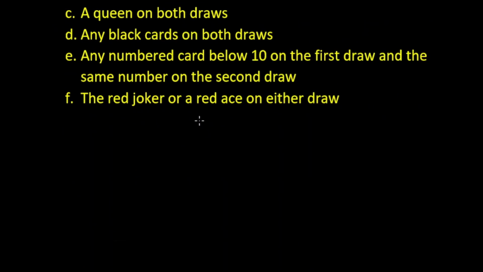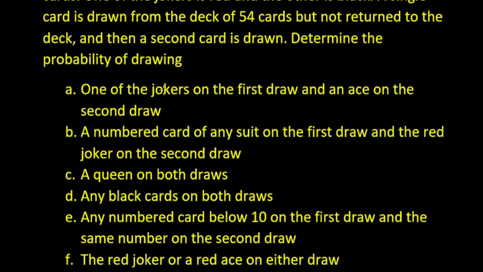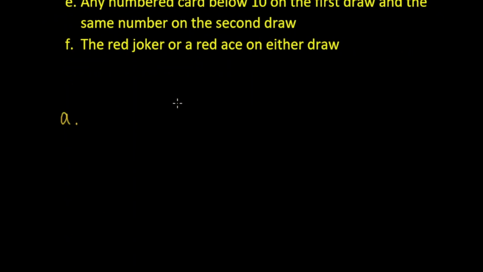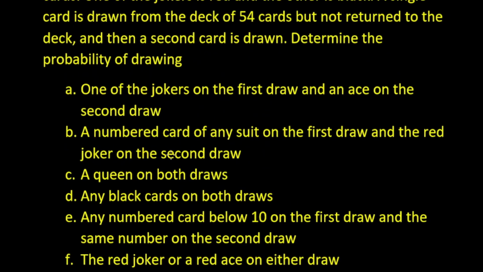Now, let's look at part A first. How many jokers are there in the deck of cards? There are 2. So there are 2 possible outcomes that you may want. Now, in the first draw, you have 54 cards to draw from. So that is the probability of drawing one of the jokers on the first draw.